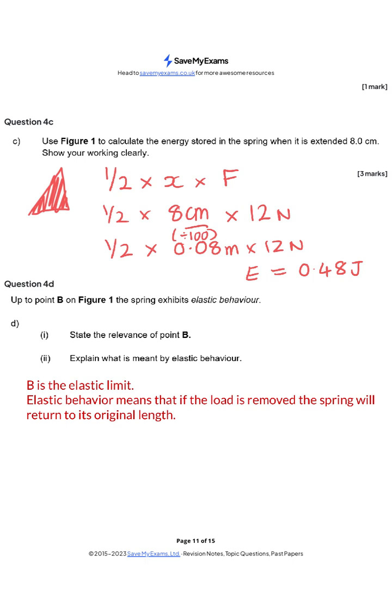Question 4D. Up to point B on figure 1, the spring exhibits elastic behaviour. State the relevance of point B. So B is just beyond point A, but it's already started to curve. It is the elastic limit. So up till A was the proportional limit, where it's going to be a straight line. B is the elastic limit. Up until this point, the spring is still elastic. It will return back to its original length. If we stretch it beyond B, it will no longer go back to exactly the length and the shape that it was before.